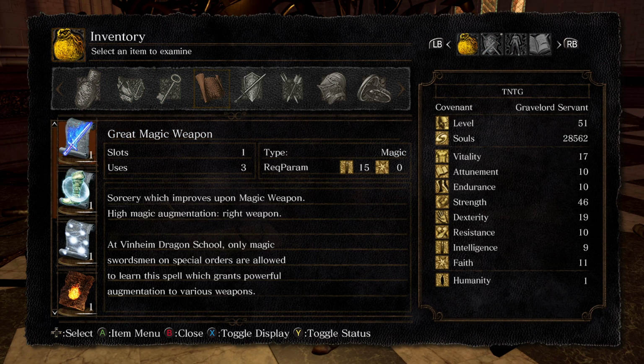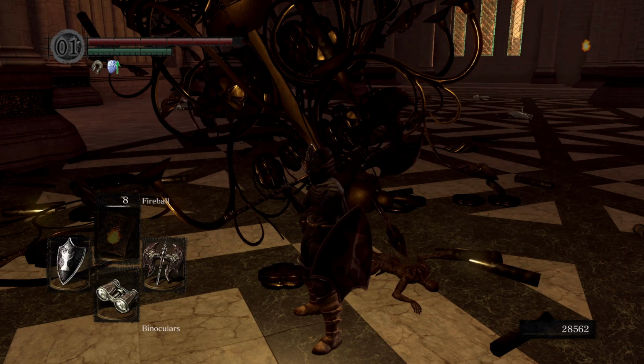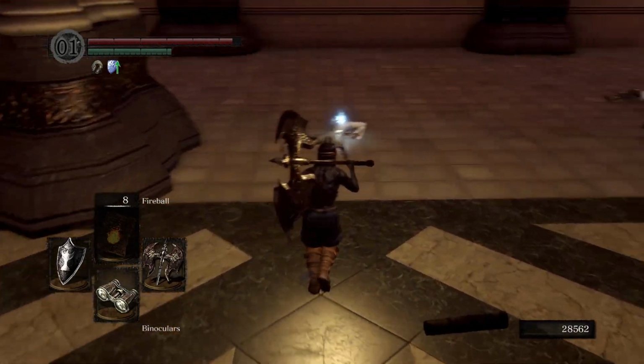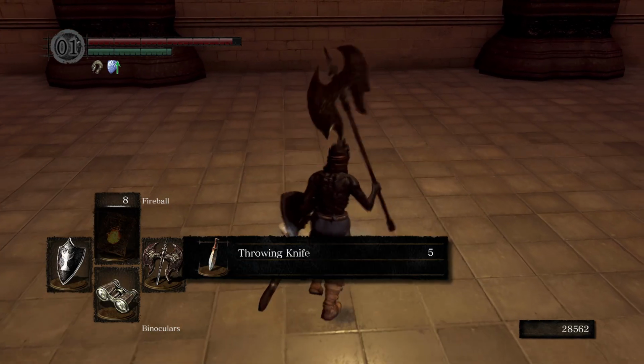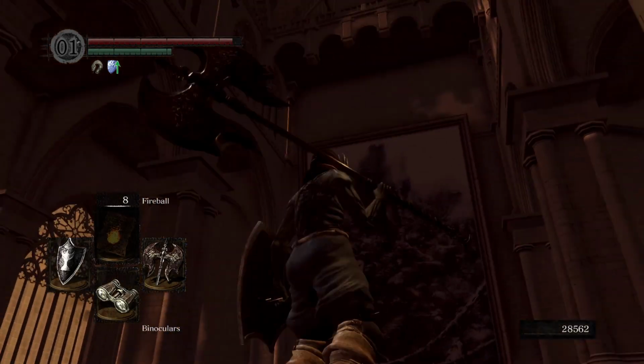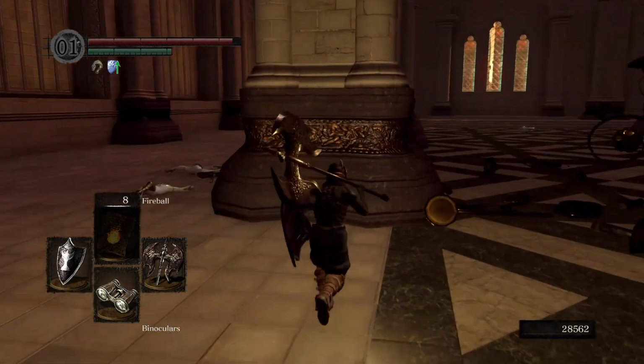And now the body of the fallen sorcerer tangled in the bronze chandelier holding the great magic weapon. Sorcery which improves upon magic weapon. High magic augmentation, right weapon. At Vinheim Dragon School, only magic swordsmen on special orders are allowed to learn this spell, which grants powerful augmentation to various weapons. This has several meanings. Notice it can affect various weapons. This is the trail of Seath's assassins, trying to get at Priscilla, the valiant father who now carried Seath the Scaleless on the path he never wished to tread.